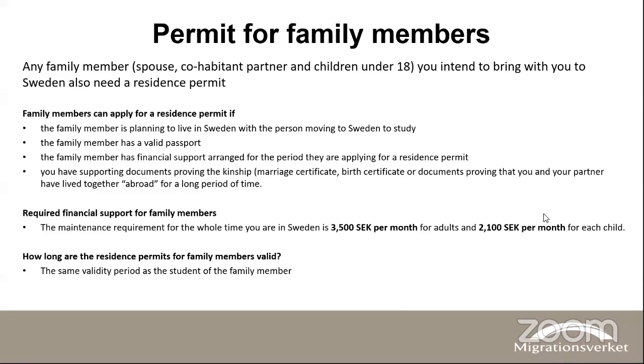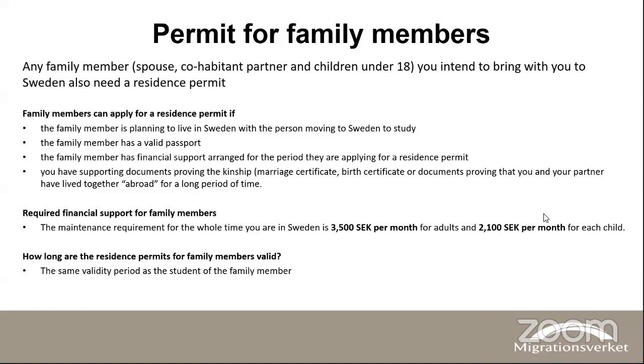The family member should have a valid passport. The family member has financial support arranged for the period that they are applying for residence permits. So the co-applicant can show financial support by attaching a bank statement in his or her own name, but it's also possible that the main applicant can show financial support for the co-applicant.